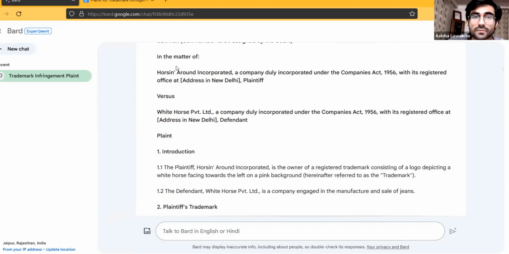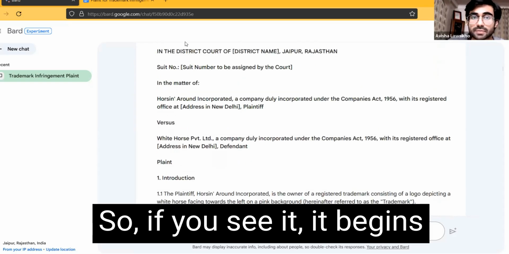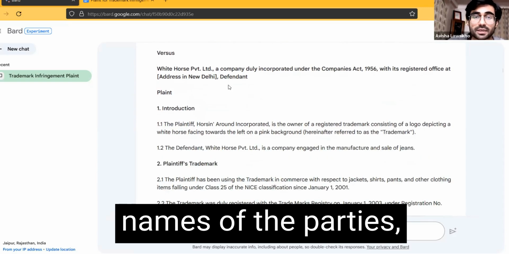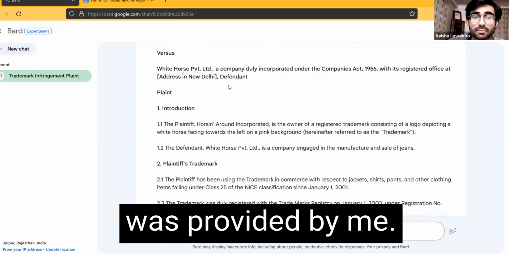Based on basically these facts that I provided, this is the draft that I got from Bard. So if you see, it begins wherein it talks about both the parties, the names of the parties, all of that, which was provided by me.